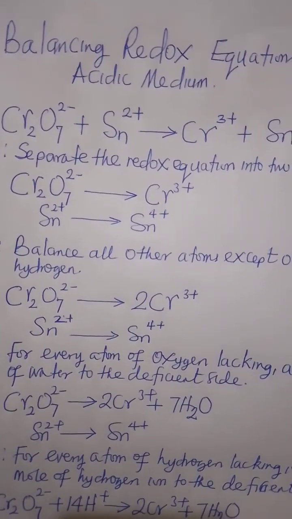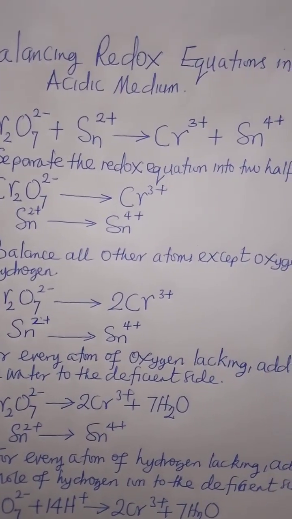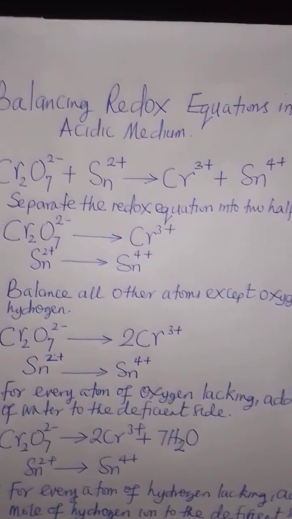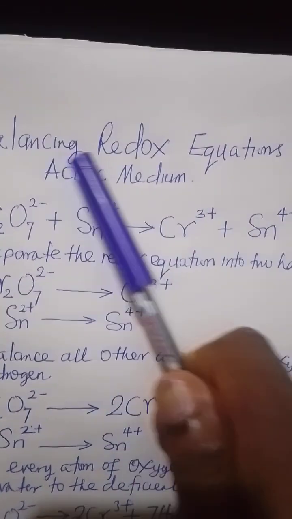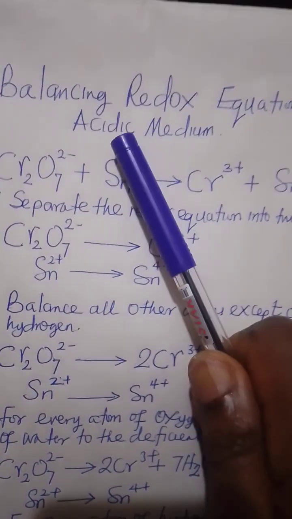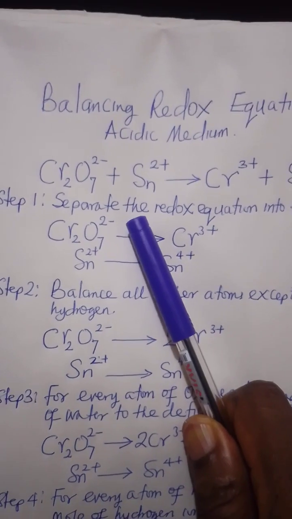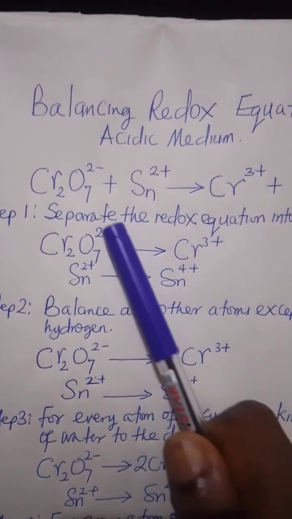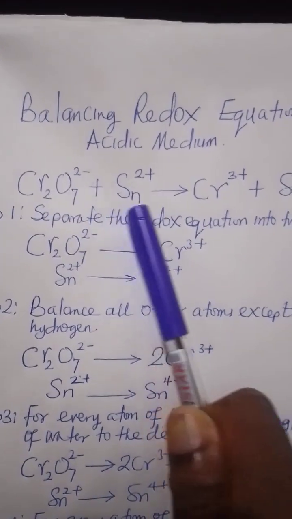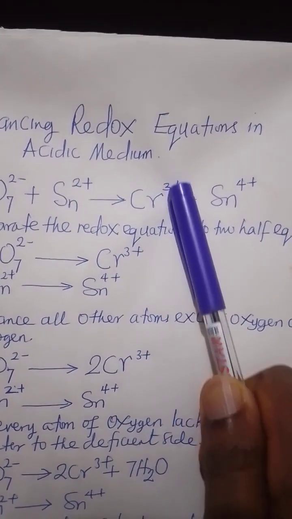Welcome to today's lecture. Today we'll be looking at balancing redox equations in acidic medium. The topic again is balancing redox equations in acidic medium. Now the redox equation to be balanced is heptaoxodichromate(VI) ion, Cr2O7 2-, plus tin(II) ion, Sn2+, giving chromium(III) ion, Cr3+, and tin(IV) ion, Sn4+.